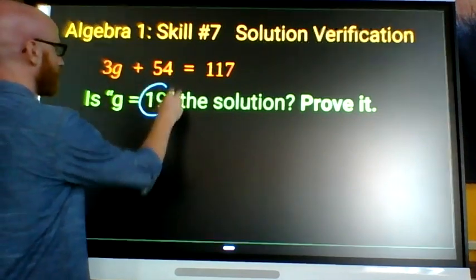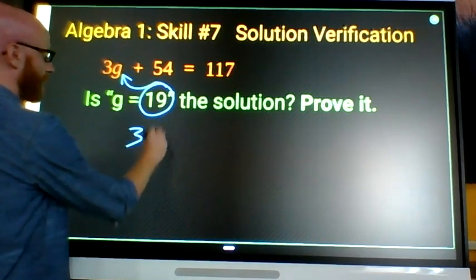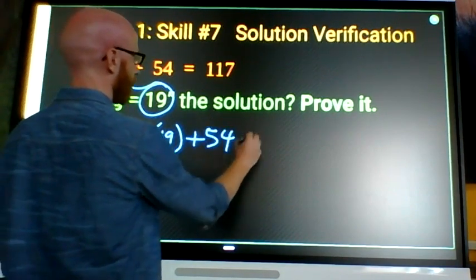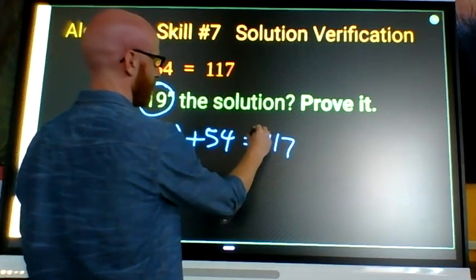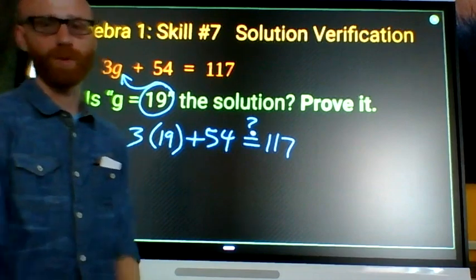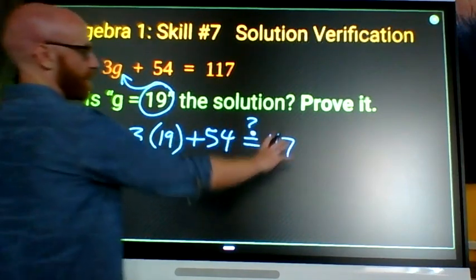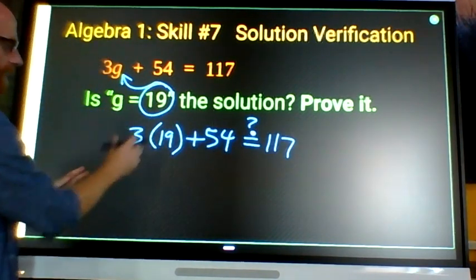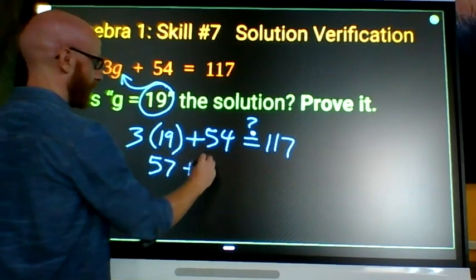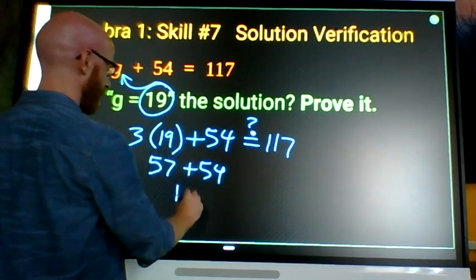What if g is 19? Then this would say 3 times 19, I'm replacing g with 19, plus 54 equals 117. Now, since I'm not sure if it's true, I put a question mark above the equal sign. That lets me know I'm testing, are these equal? I don't have to do any math over here. I'm going to do some math over here. 3 times 19, 60 minus 3 is 57, plus my 54. 57 plus 54 is 111.